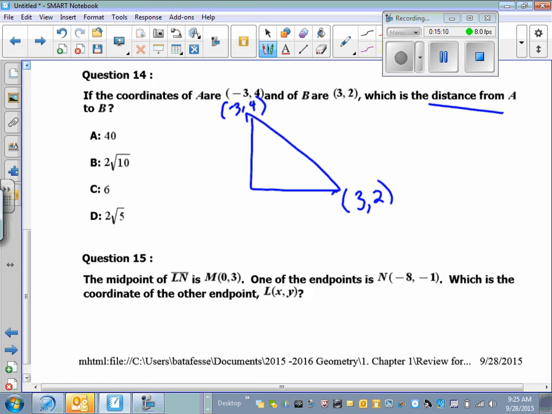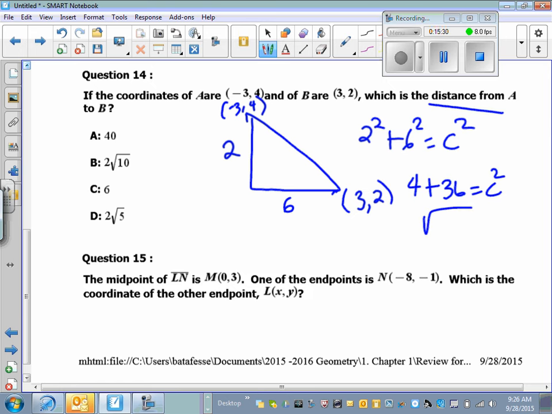I believe it's going to be from negative 3 to positive 3 is going to be 6. And this is from 2 to 4 is going to be 2. So I think it's 2 squared plus 6 squared. So if you do it that way, this is what you're going to get: 4 plus 36 gives you c squared. So this is the square root of 40. So one thing you need to remember, 40 is not the answer. The square root of 40 is the answer. So do not pick this one and don't round it to the nearest.